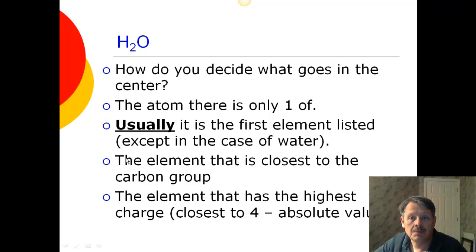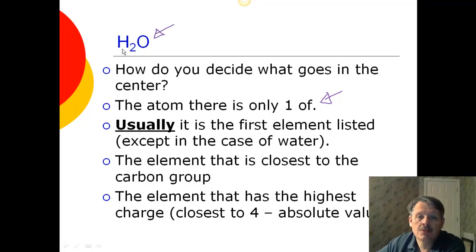All right. So when you see H2O, the first thing is, how do you decide what goes in the center? We were talking about the central atom. Well, there are a couple of ways to do this. Again, I suggest you write these down. Pause the video and write them down. The atom that there's only one of is going to be your central atom. In this case, that means it's going to be oxygen. Usually, the first atom is the central atom, except in the case of water, where hydrogen comes first. In fact, where hydrogen comes first on anything, it's not the central atom.